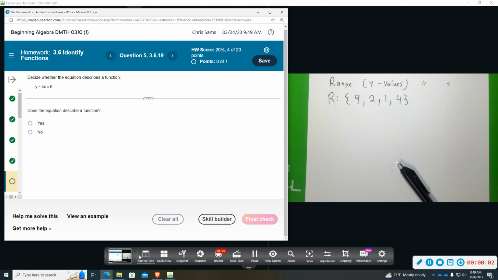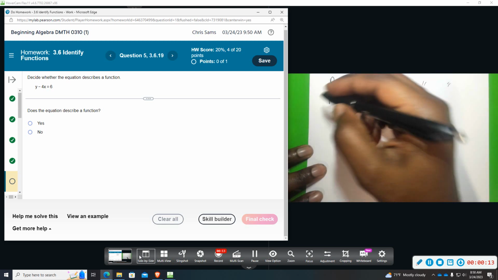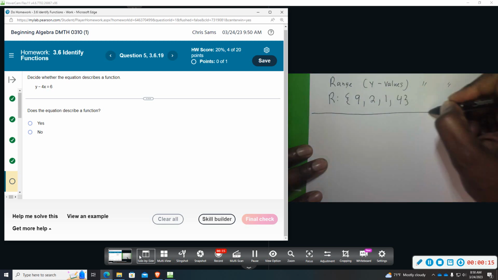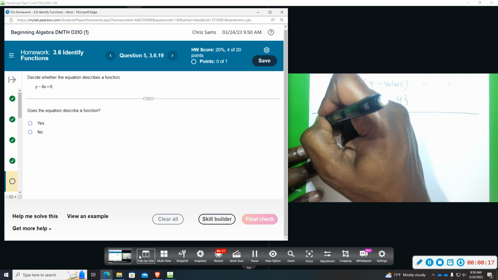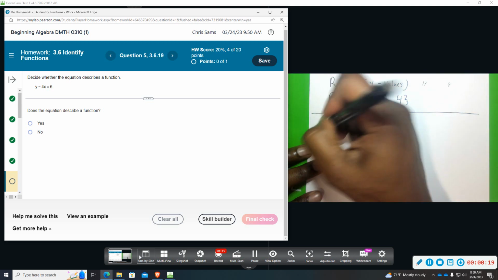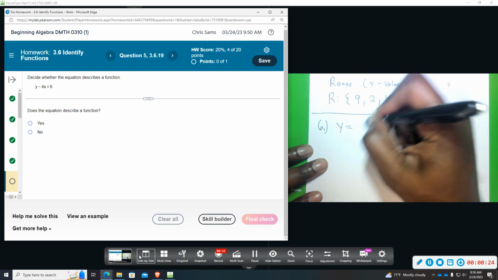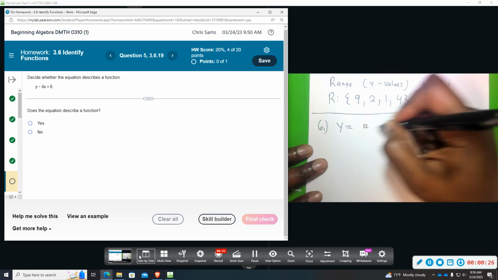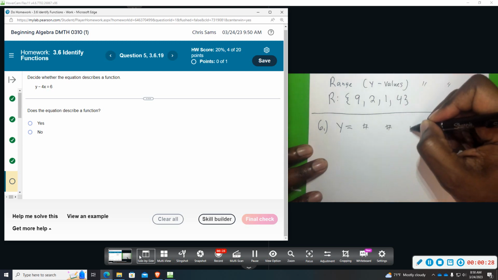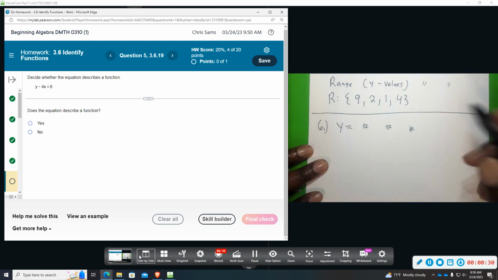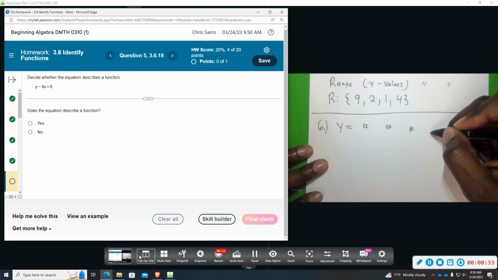All right, number 5, we want to decide whether the equation describes a function. Okay, so we hadn't really talked a lot about what a function is with an equation. Here's just a general rule that I'm going to give you to follow. If we have a standard looking equation, y equals something over here, some numbers or some variables, we're going to call that a function, as long as we don't see anything weird.